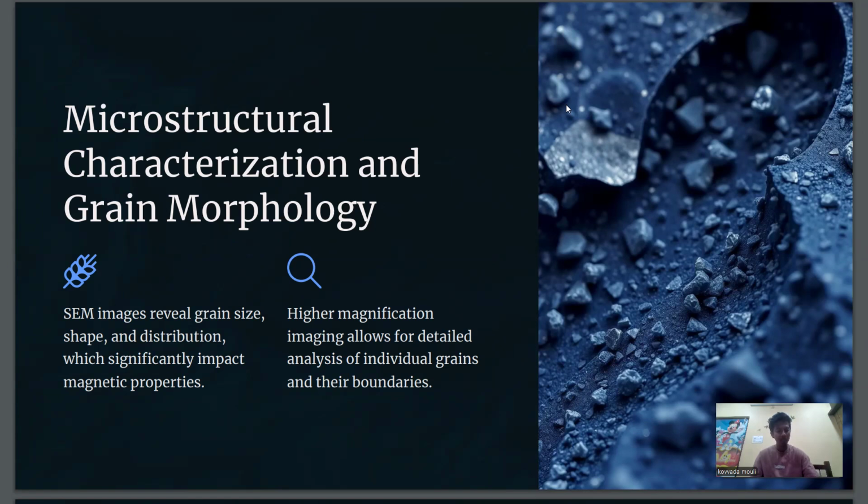Electron microscopy and atomic force microscopy, AFM, reveal microstructural details, showing variations in grain orientation and surface roughness based on deposition conditions.